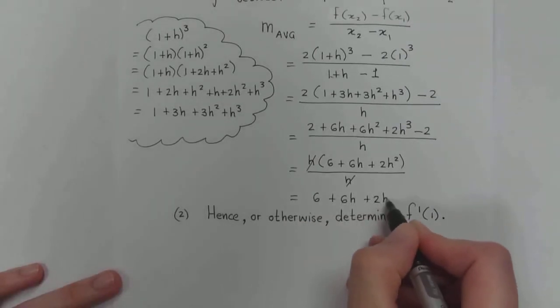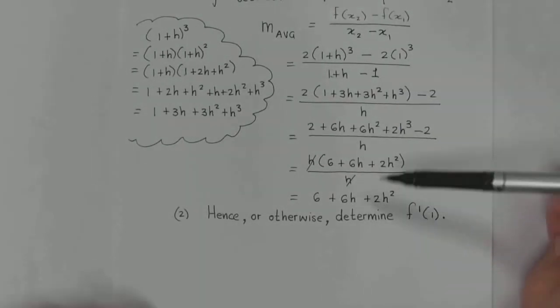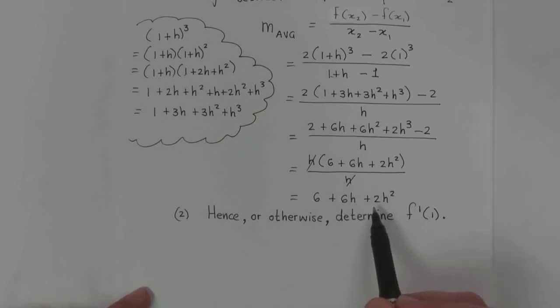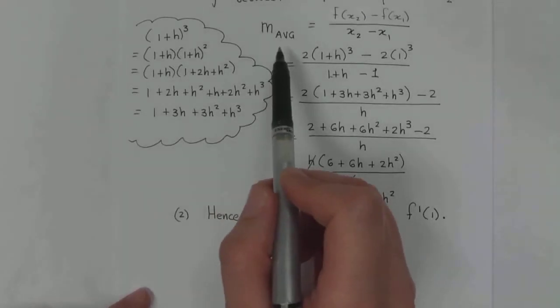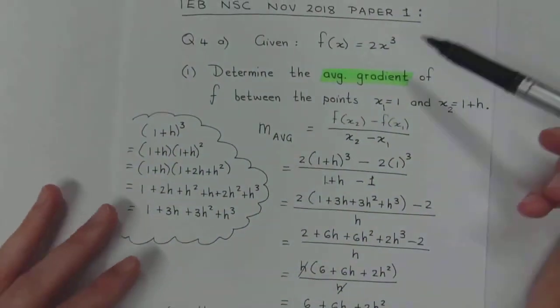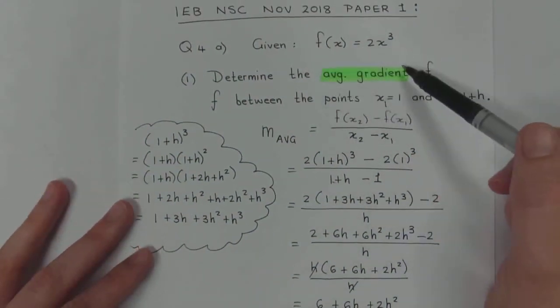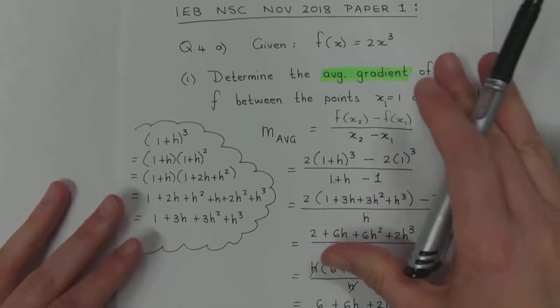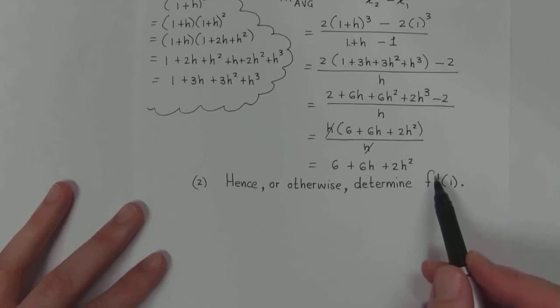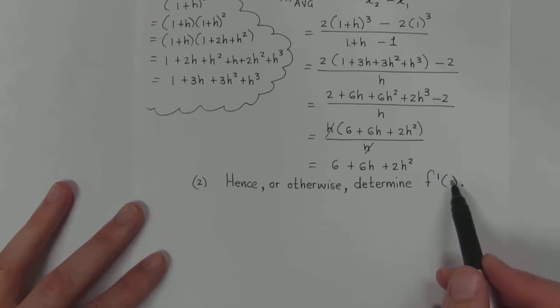2h squared. Now please notice, we are not going to do the limit of h tending towards 0 here, because they didn't ask us for the instantaneous gradient. They asked us for the average gradient. And this is what you need to recognize here. The way this question is set up is they wanted you to first do the average gradient, and then in the follow-up question, which is hence or otherwise, determine the first derivative where x is equal to 1.